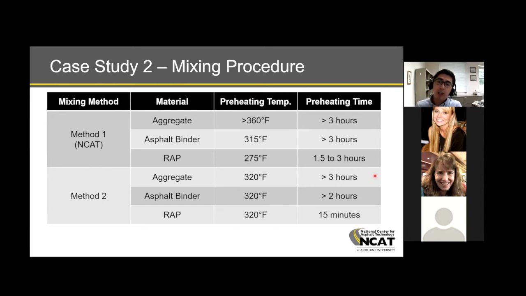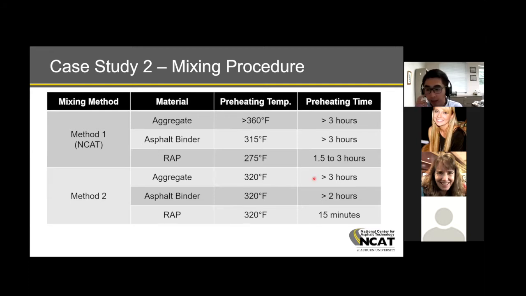The next case study I want to share looks at the impact of mixing procedure. If we have loose mix raw materials and need to make lab-compacted specimens for performance testing, what kind of mixing procedure do we need to use to prepare the aggregates, to preheat the asphalt binder, and also preheat the RAP?